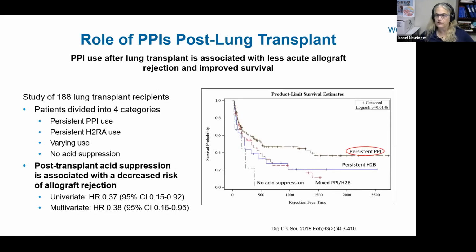Similarly, in this published study by Chan and colleagues, PPI use after lung transplant is associated with less acute allograft rejection and improved survival.